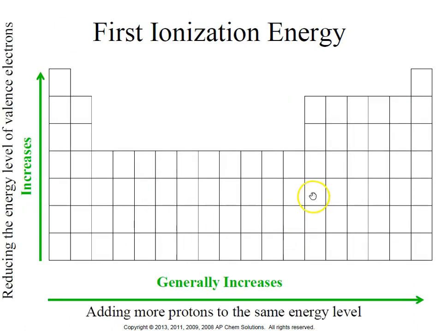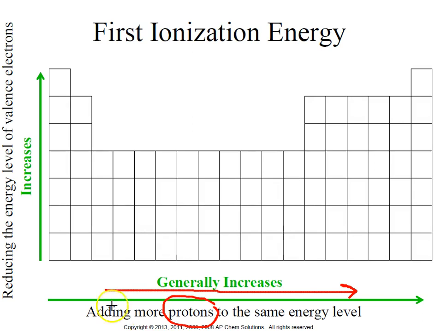The trend in ionization energy is that the ionization energy generally increases as we move from left to right on the periodic table. And the reason, just like for atomic size, is because we're adding more protons to the same energy level. So if we're thinking about Coulomb's law, that's going to increase the charge, which thereby increases the attractive force.